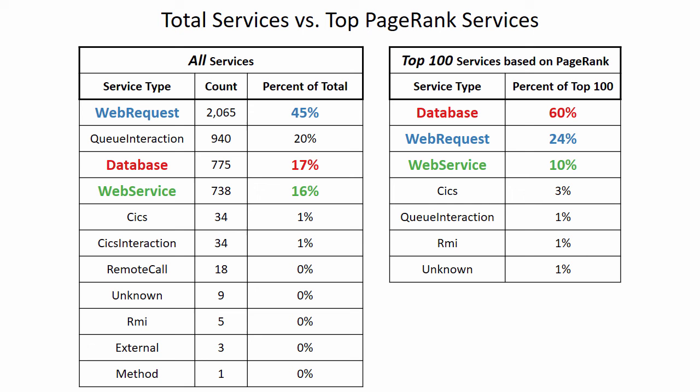You can see that 94% of the top 100 come from the usual suspects: database, web request, and web services. The most surprising difference is that even though database services only make up 17% of the total number of services, they account for 60% of the top 100 services. This video showed that there is a sound method for computing service importance, and it's also an example of the benefits of using a graph structure when the links between objects are just as valuable as the objects themselves.